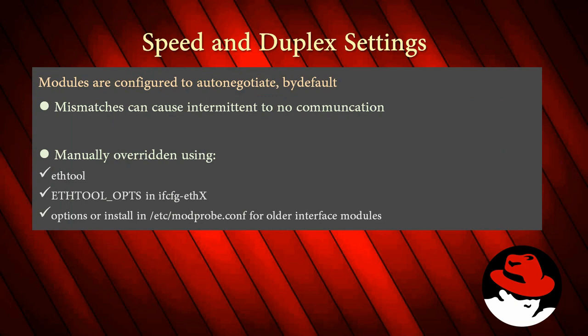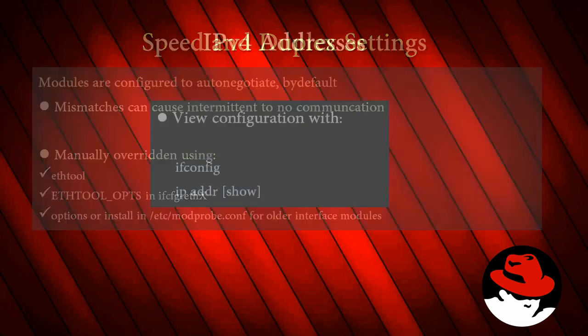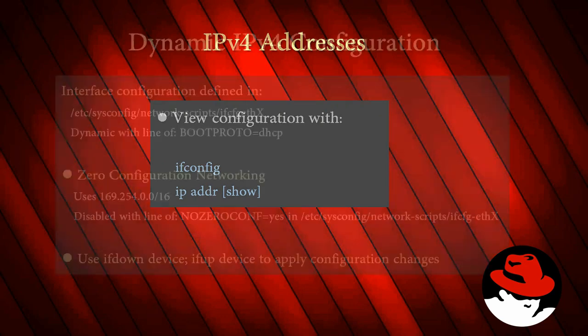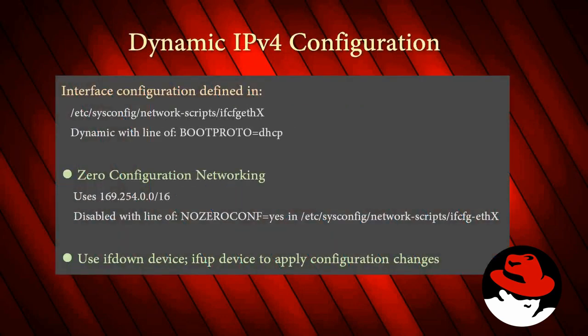We can change the speed of our network and different things. The manual override could be done by using ethtool. Ethtool options can be used to install the modprobe configuration for older interface modules. We can also display IP version 4 addresses by using ifconfig, as you learned, or the ip address command. And similarly, we can configure also. It does not simply display.